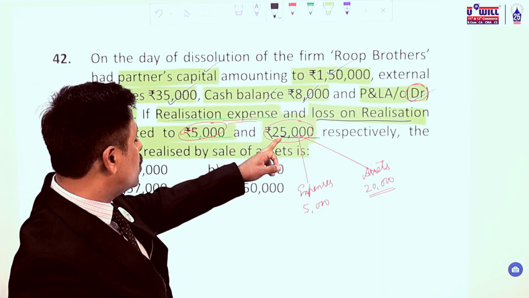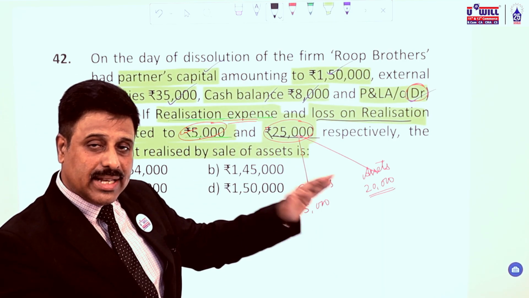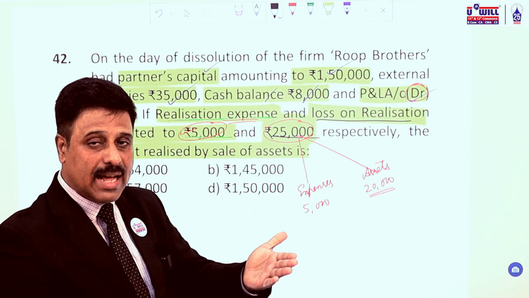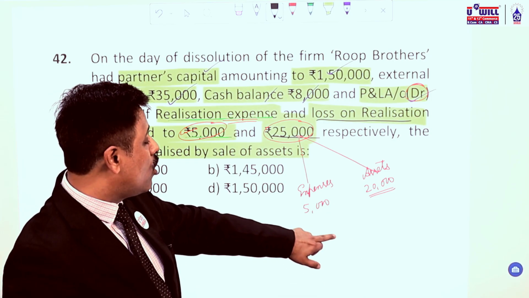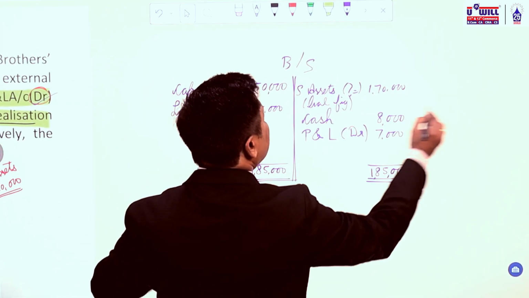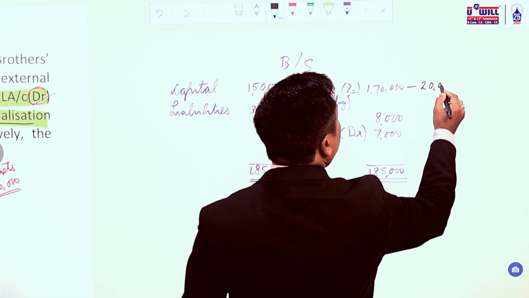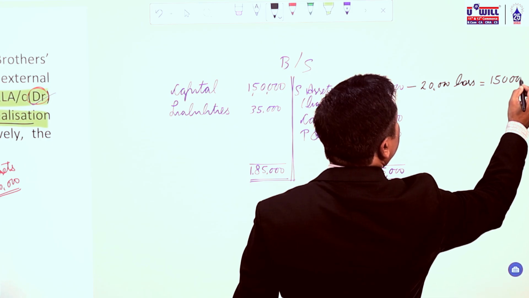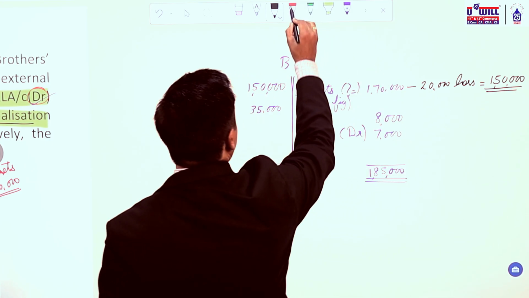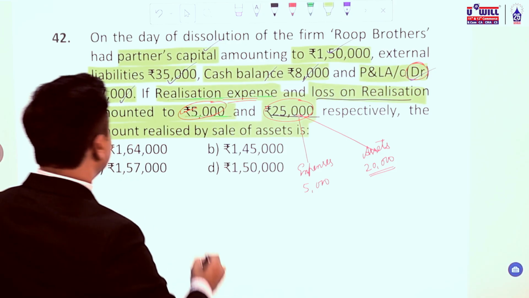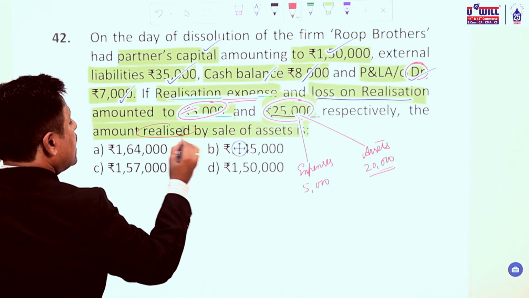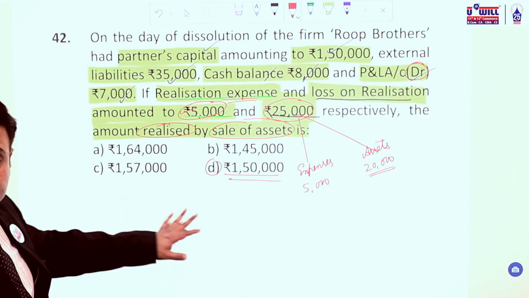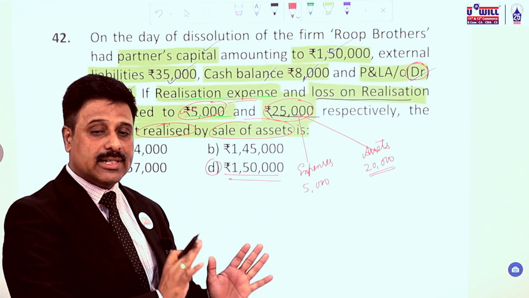Out of 25,000 of loss, because of expense 5,000, there is a loss. Means remaining, we assume that liabilities we have paid at book value, there is no loss in payment of liability. So remaining 20,000 of loss would have been contributed by sale of assets. Now here 1,70,000 minus 20,000 of loss on sale of assets means they would have been realized at what value? 1,50,000. So what is asked to you over here is realized value on sale of assets, that is option D, 1,50,000. So you have to make a rough balance sheet in exams whenever such a question is asked.